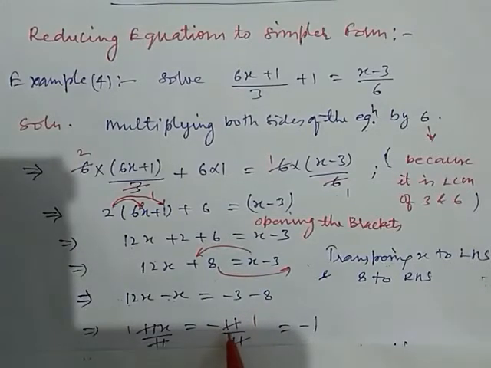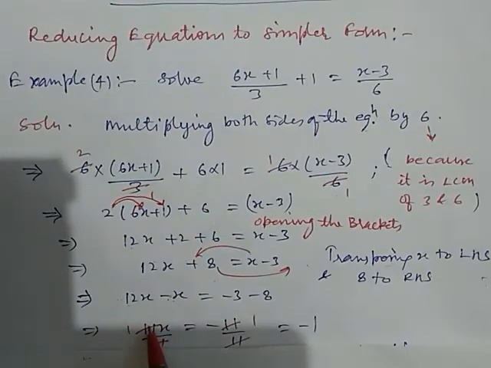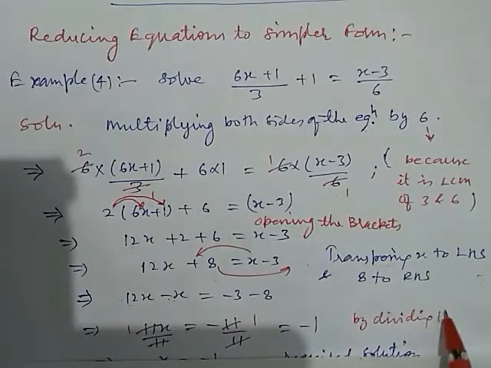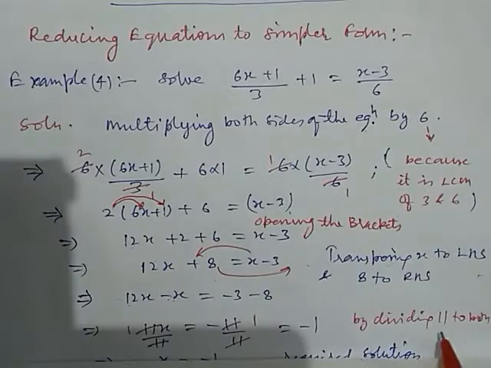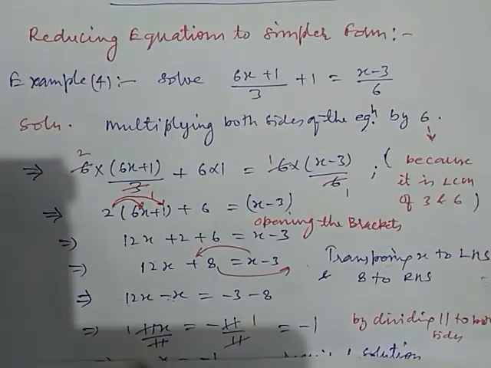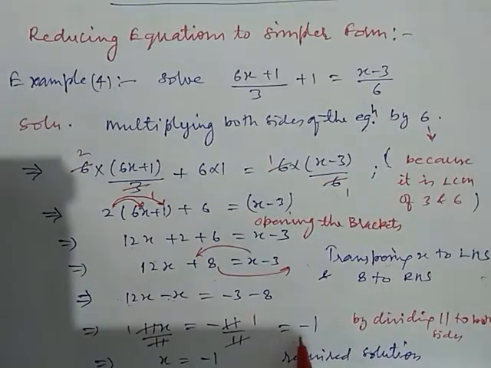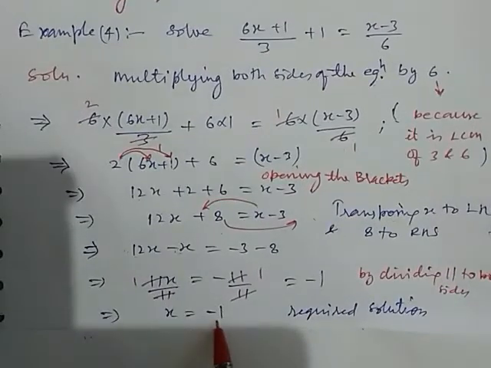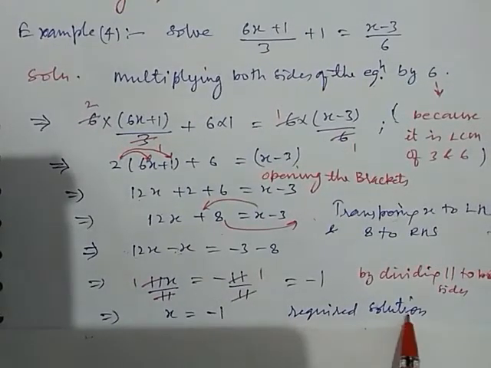Okay, now we want to remove this 11 here. So what do we have to do? Just divide by 11. Okay, by dividing 11 on both sides, cancelling 11 with 11, one time x is left and here 1 is left, with minus, so this is minus 1. Now we get x equal to minus 1, which is our required solution.